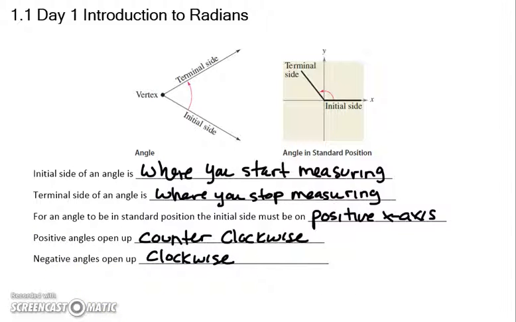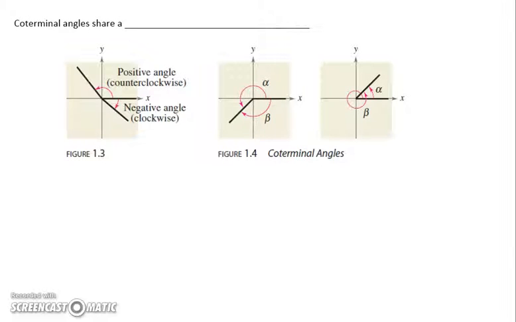So a couple other little bits of definitions before we can really start playing around with these things. We're going to need to know what coterminal angles are. So if you know what the prefix co means, coterminal angles are going to share a terminal side. Now, we could have infinitely many coterminal angles. So if we look at the picture here, this is just showing us clockwise, so this is a positive angle, this is a negative angle.